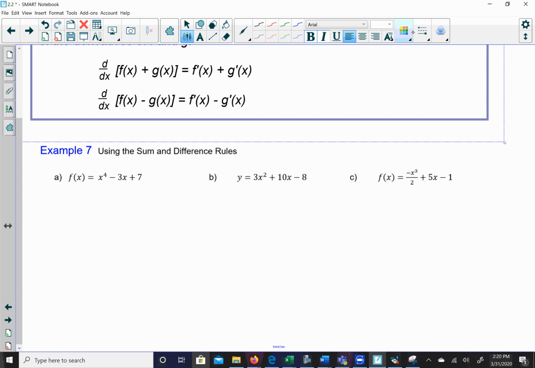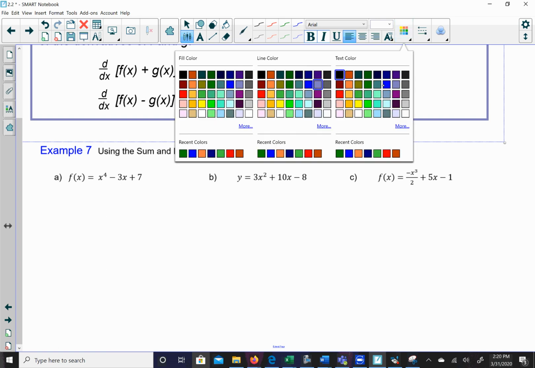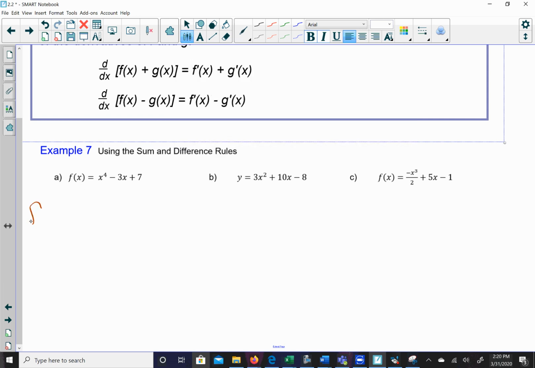So when I do the first one, I'm going to take the derivative of x to the 4th, which would just be 4x to the 3rd. Separated by that minus sign, the derivative of -3x will just be -3. And then the derivative of 7, that is a constant, so that would just be 0. You could write plus 0, but most people don't. So I am going to have 4x to the 3rd minus 3.